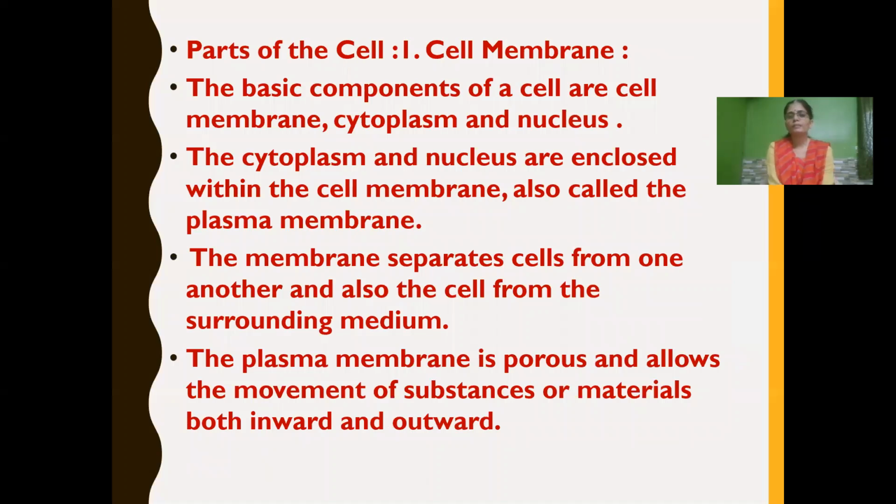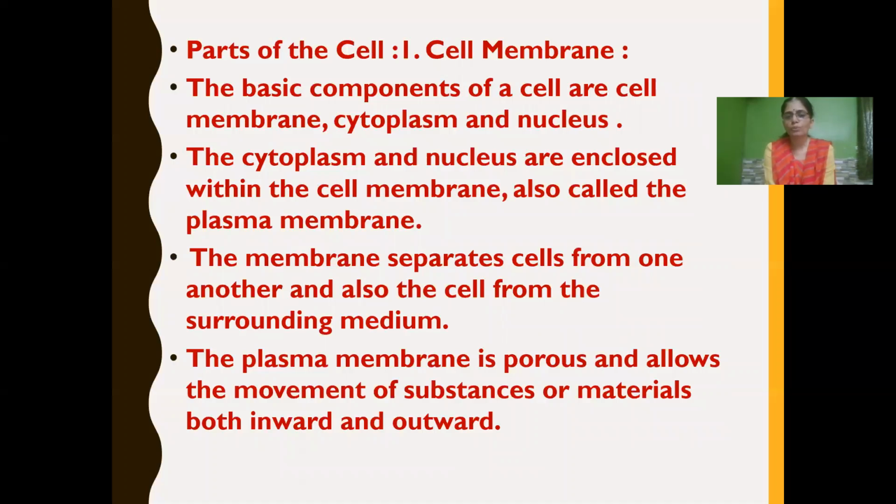Now let's continue with the parts of the cell. First we'll learn about the cell membrane. The basic components of a cell are the cell membrane, cytoplasm and nucleus. So these three are the basic components of a cell. What are the basic components of a cell? Cell membrane, cytoplasm and nucleus.